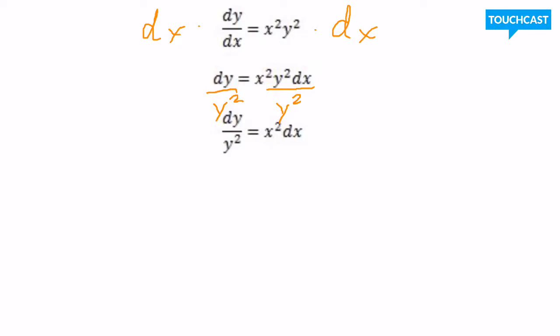If you got this far on the AP test, you would receive 1 point for having successfully separated the variables. It's important to check after you've separated the variables: there should be no y's on the right-hand side, no x's on the left-hand side, and your dx and your dy both have to be in the numerator. You can't have the dx or the dy in the denominator of a fraction.